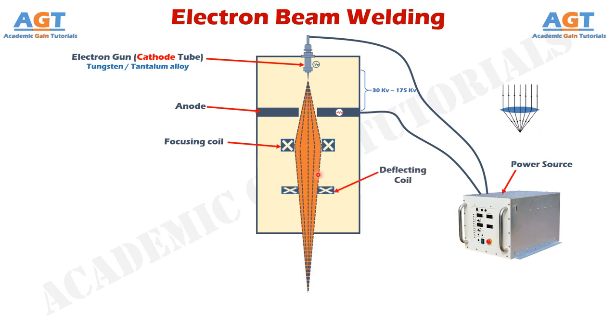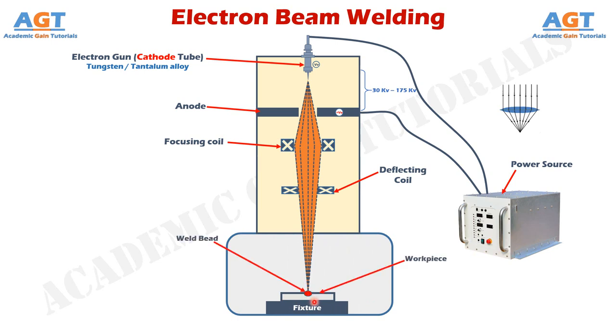Now, on this path here we have a deflecting coil. This deflecting coil deflects the beam at the required weld area on the workpiece where we need the welding joint to take place. Here, we have the workpiece or the parts that are to be joined. There is a fixture down here on which the workpiece is fixed firmly so that it does not move during the welding operation. This welding operation takes place inside a vacuum chamber. The workpiece fixed on the fixture is placed inside this vacuum chamber.